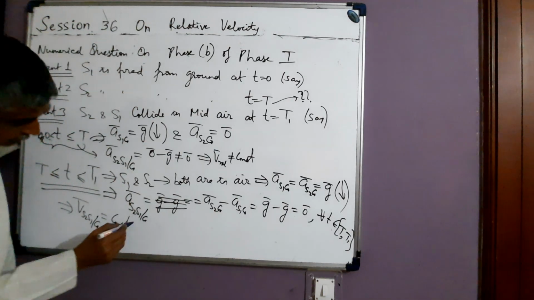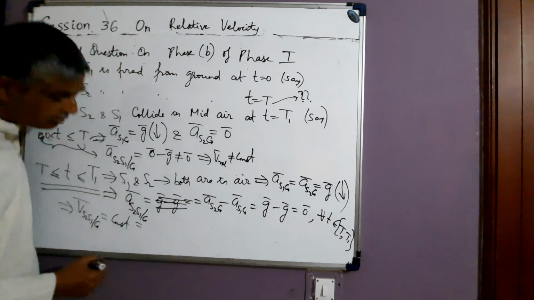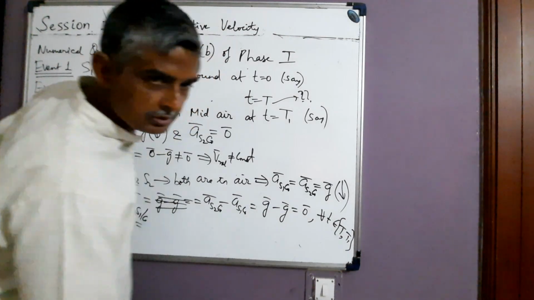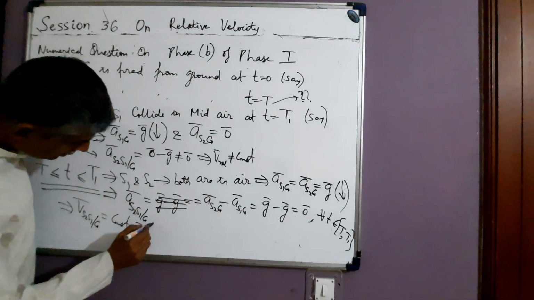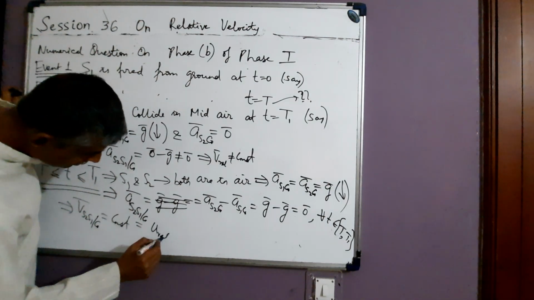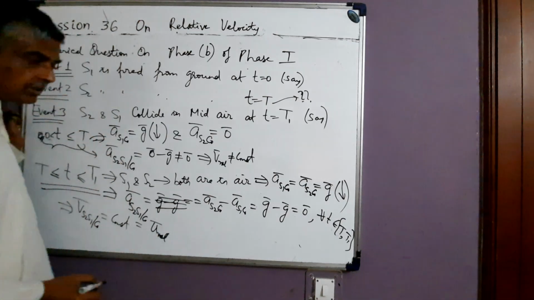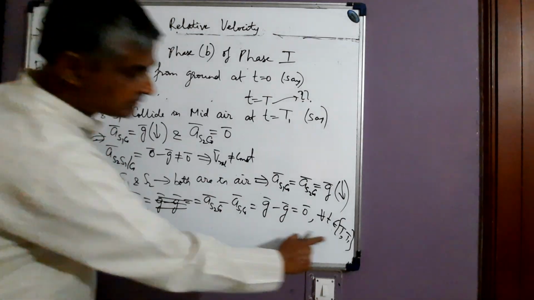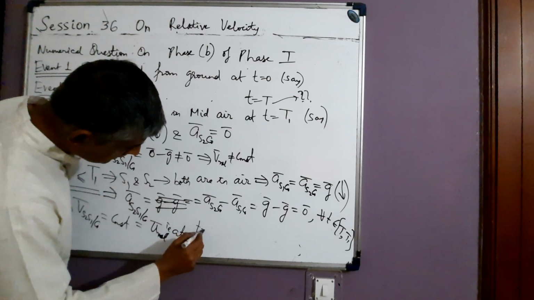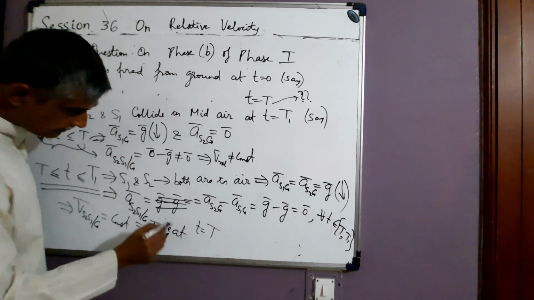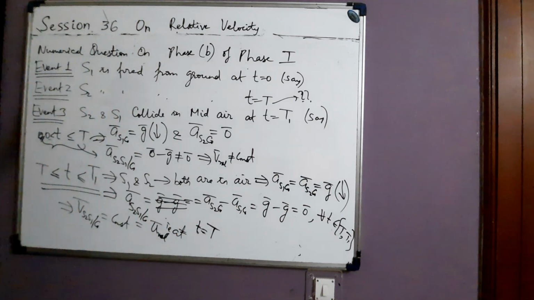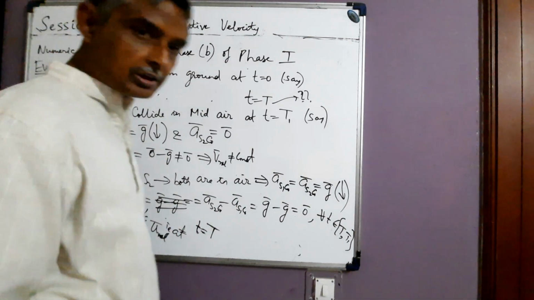And if this value is constant, its value is the same as the relative velocity between S2 and S1 at the start of the time interval. That is just equal to u relative, the relative velocity between S2 and S1 in the ground frame at the start of this time interval, that is at t equal to capital T.